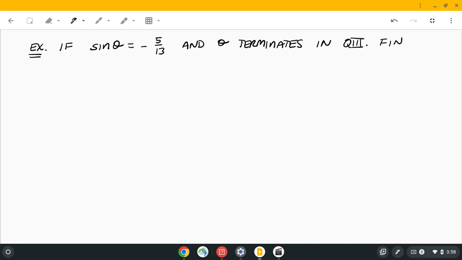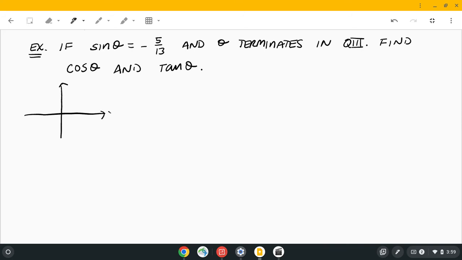Find cosine theta and tangent theta. Okay, so you definitely want to draw this. Well, I guess not definitely, but I think it helps. It helps keep track of getting all of the x's and y's with the correct signs.